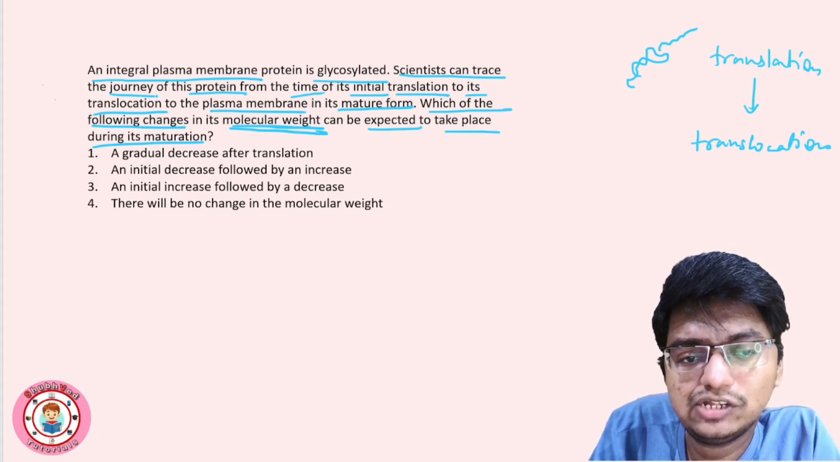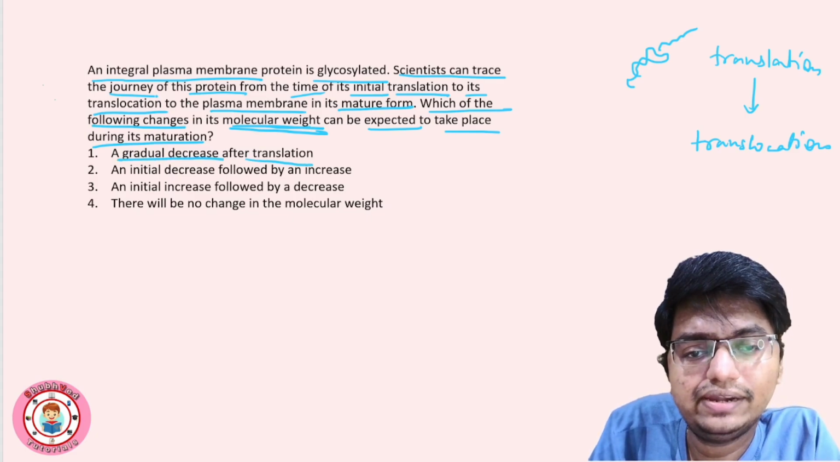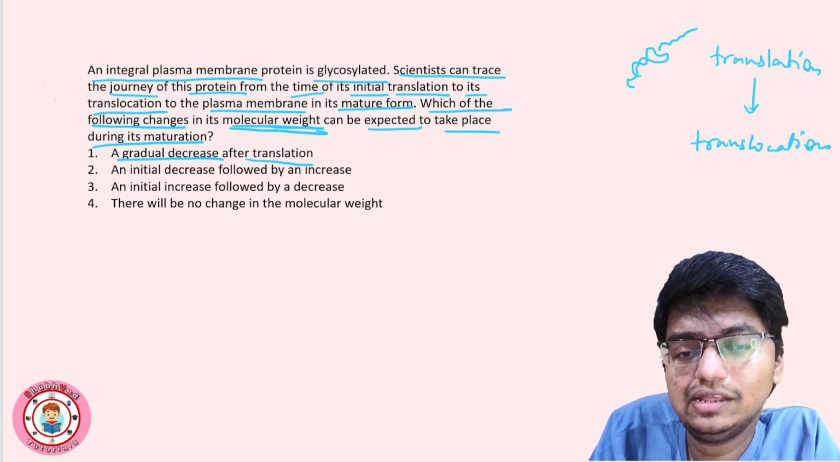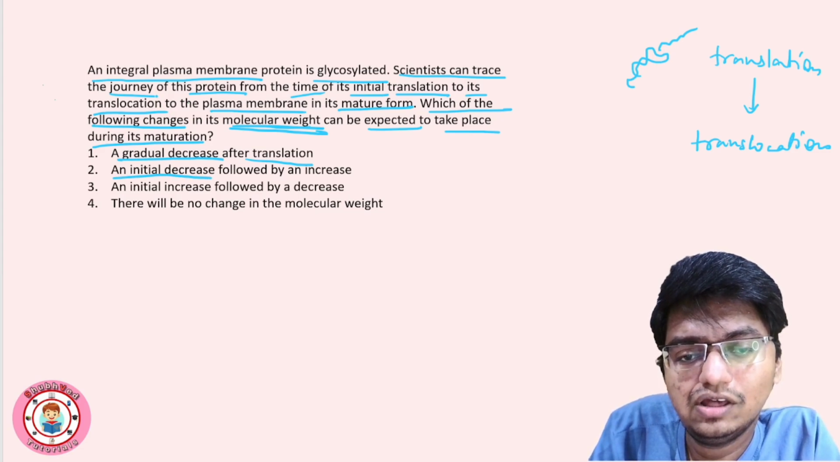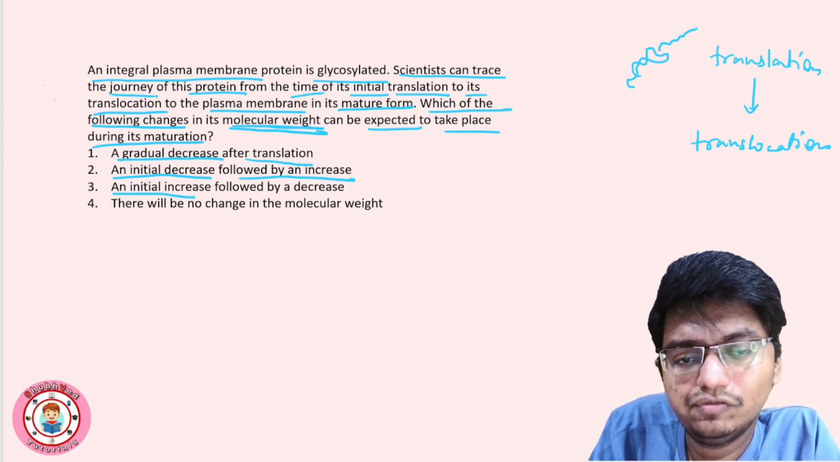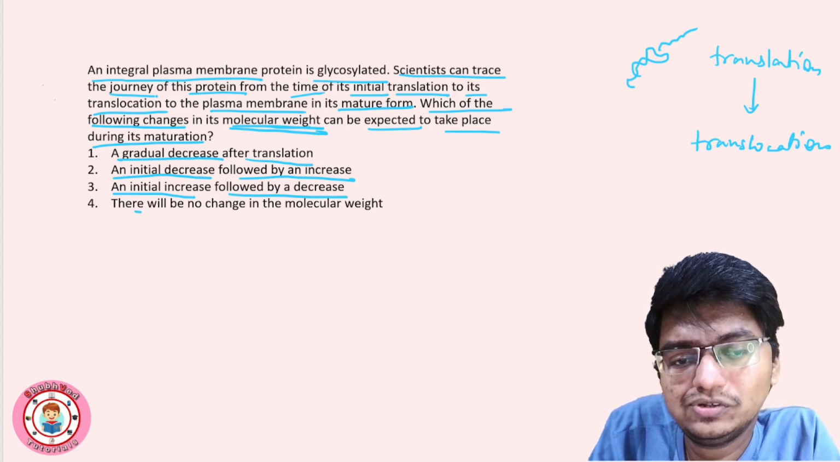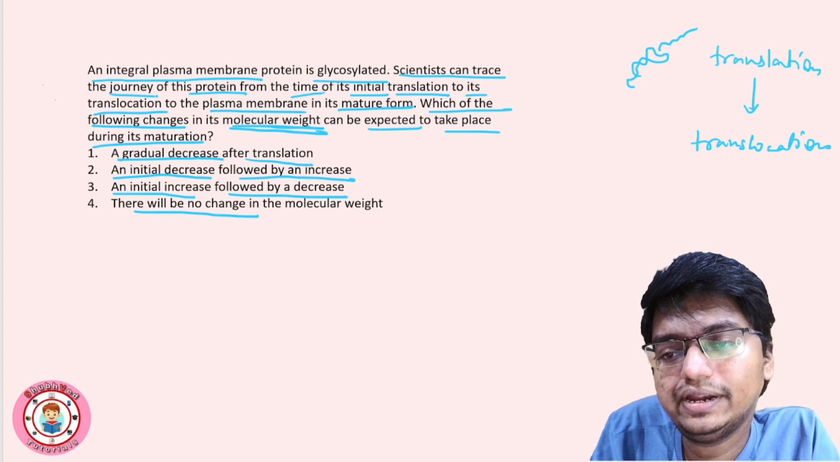First option is gradual decrease after translation, meaning molecular weight will decrease after translation. Second option, initial decrease followed by an increase. Third option, initial increase followed by decrease. Fourth option, there will be no change in the molecular weight.